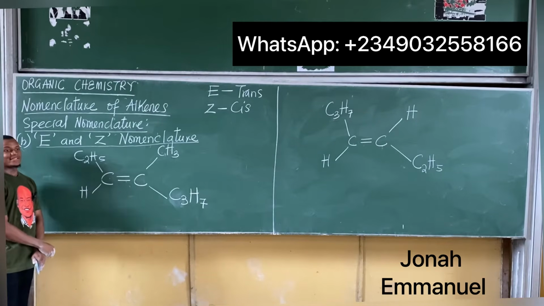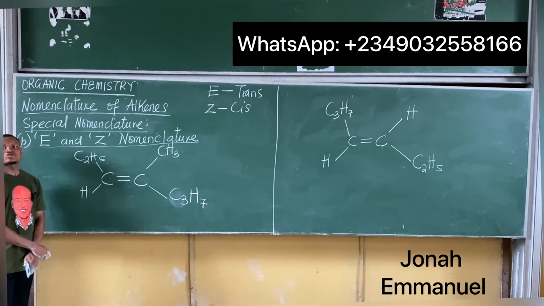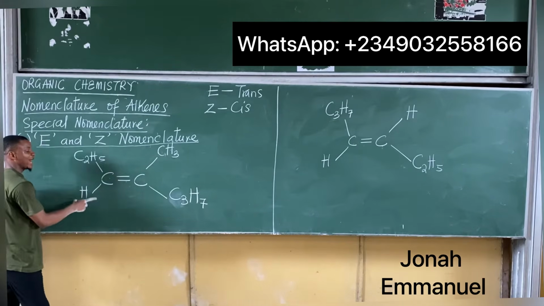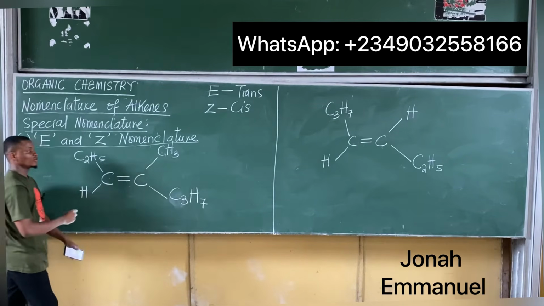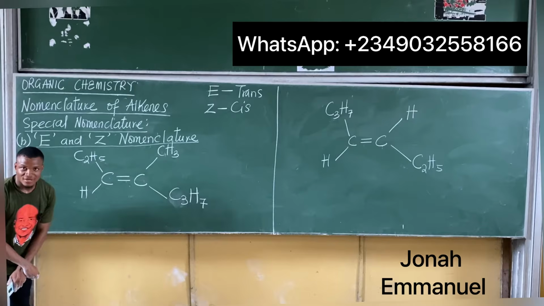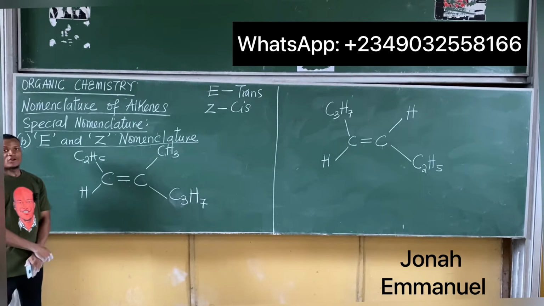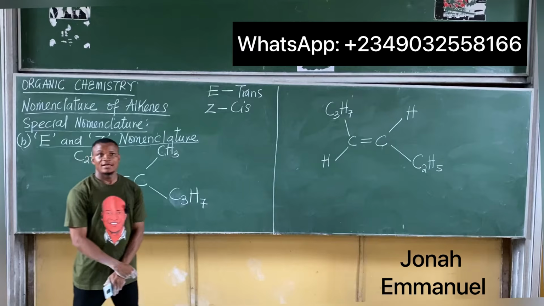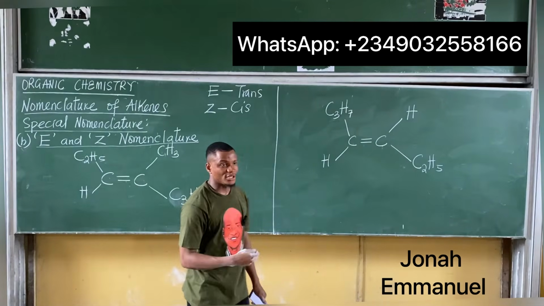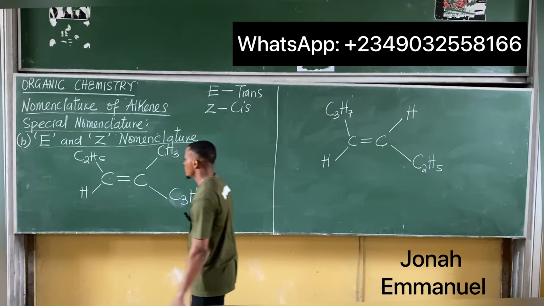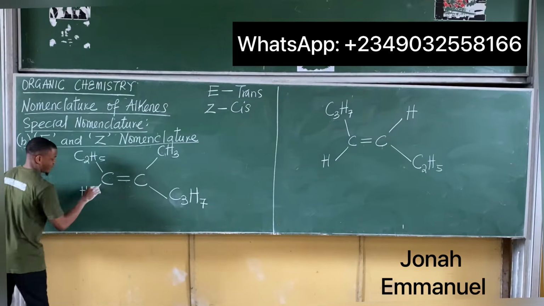When we did the cis-trans system, we had two alkyl groups at this position, and here was hydrogen, hydrogen. What of a case where we now have three alkyl groups? Of course, it's no longer cis and trans. It now becomes the E-Z nomenclature. How do you use E-Z nomenclature to name this? Look up, please. That's how it works.